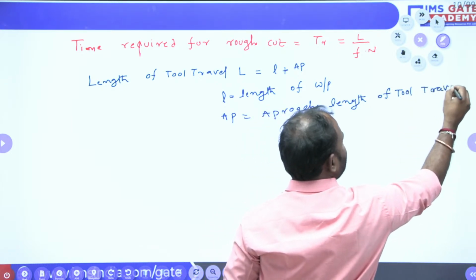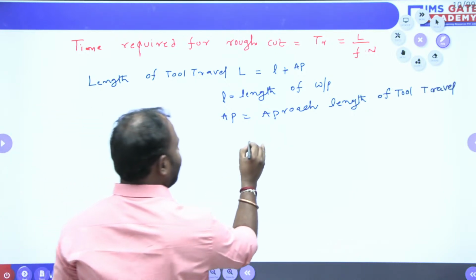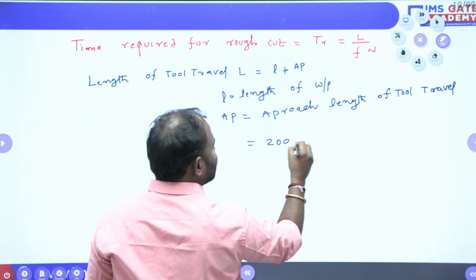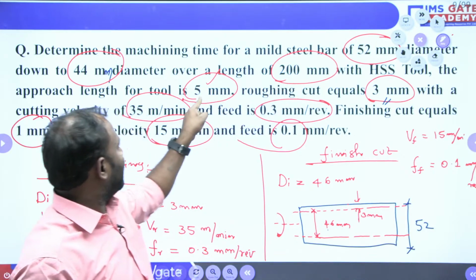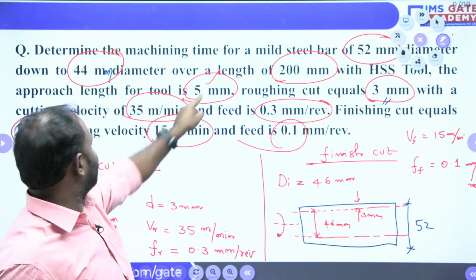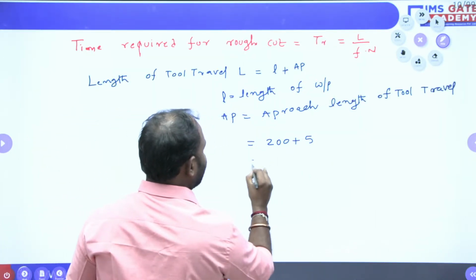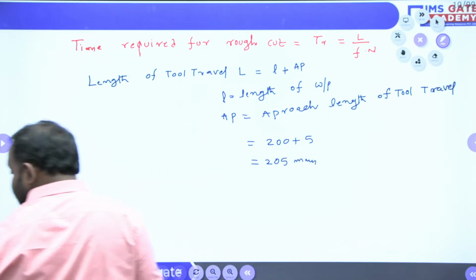Approach length of tool travel. Clear, everybody? Okay, right. Now from here, length of the job 200 plus approach length 5 mm is given. So length of the job is 200 mm and approach length is 5 mm. Now from there it is going to be 205 mm. Isn't it, guys? Okay, right.